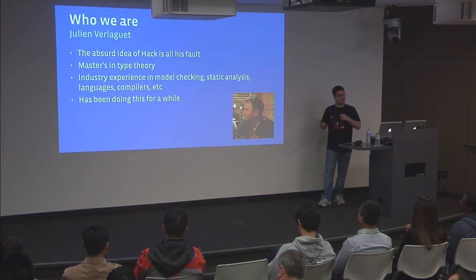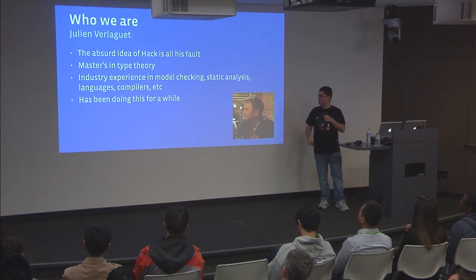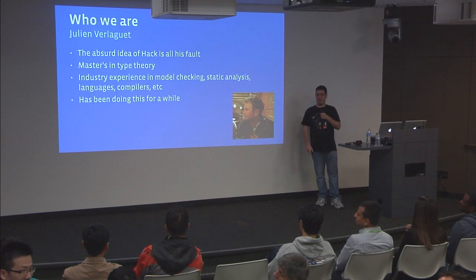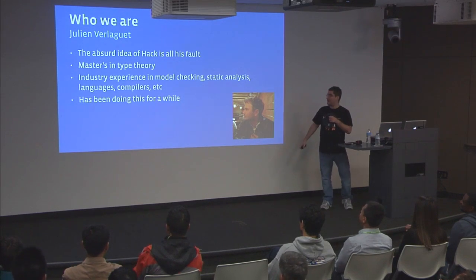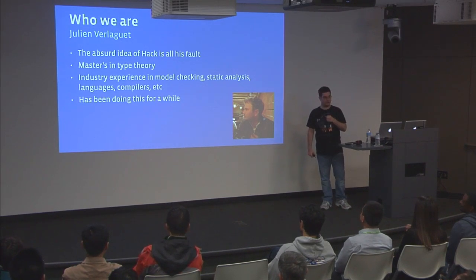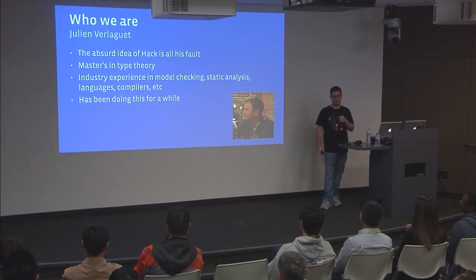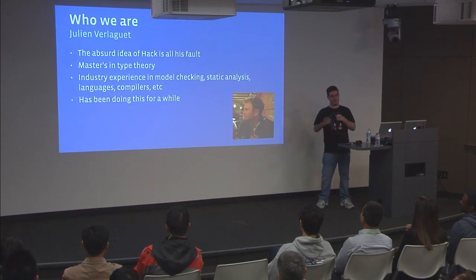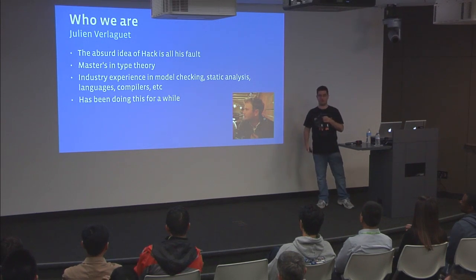Okay, so obligatory who are we slides. This is Julian. He's sitting over there. This whole absurd idea was all his fault. He has a master's degree in type theory and very much comes from the academia world. He has experience doing model checking, static analysis, and that sort of thing, and has been doing this for quite a while. So he's coming at this from the programming languages side of things and the academia side of things.